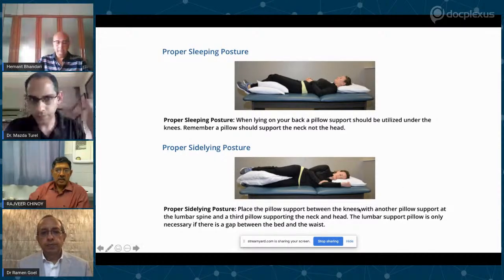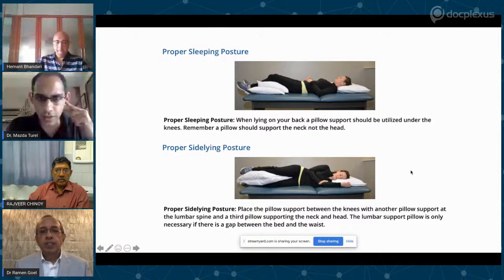Hello. I'm sorry, there was a lot of disturbance. I could not hear the question. Yeah, the morbidly obese patients find it difficult to sleep on their back, so they sleep on their tummy. They can't sleep on their back.